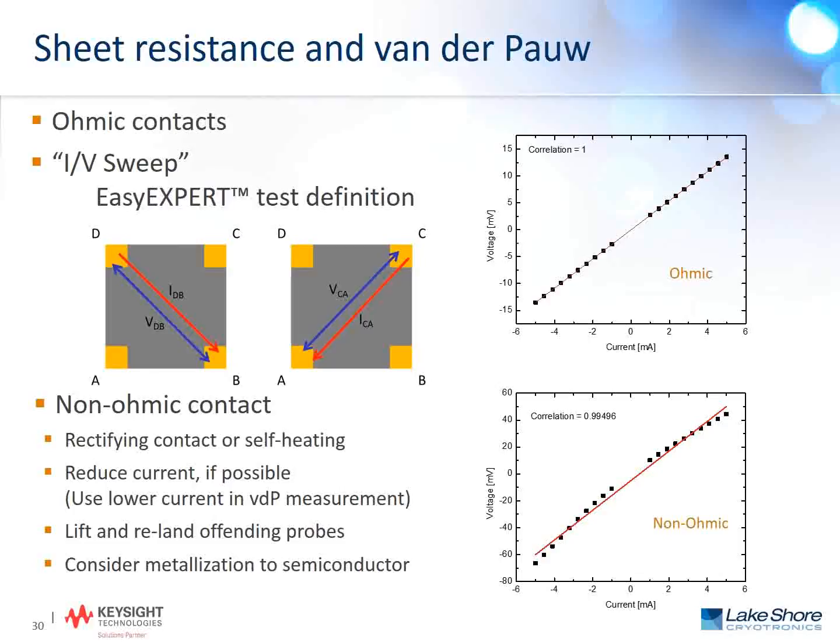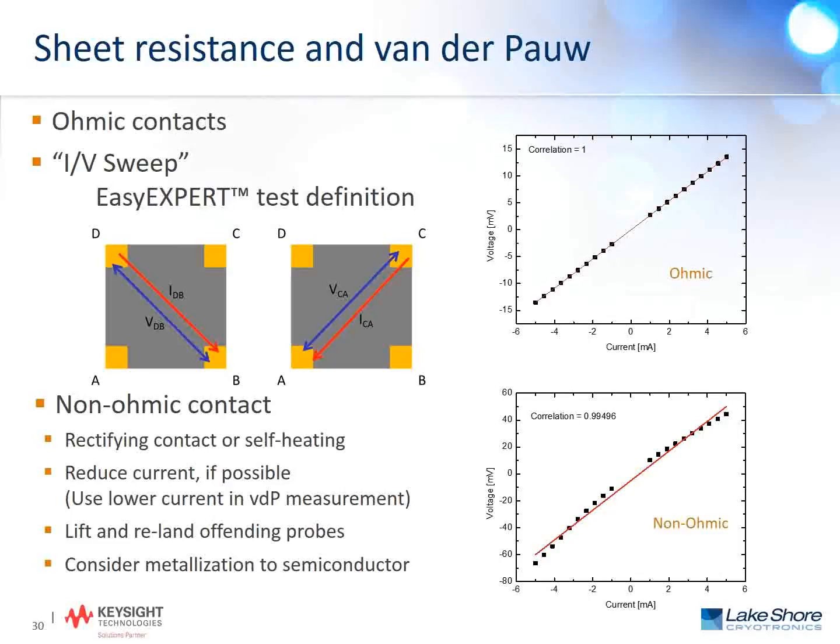Another place to look is to lift and reland any of the offending probes. Just remember that these contacts at low temperatures, the contact resistance can change and vary widely depending on the environment, the quality of vacuum, and any number of things. And so finding new ground to land your probes onto can help with non-ohmic contacts.